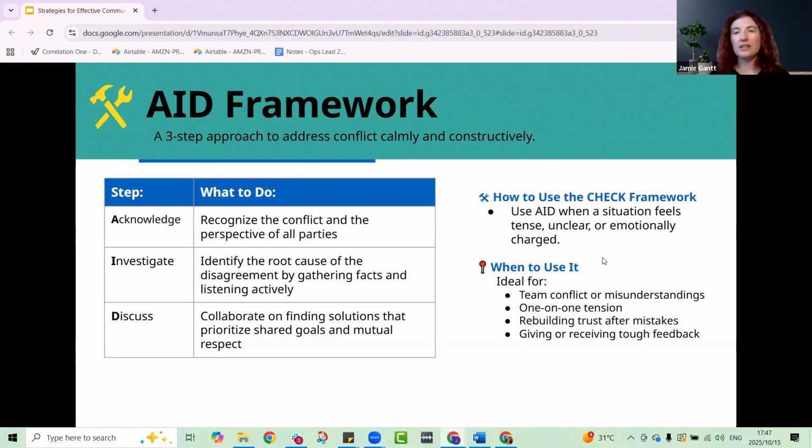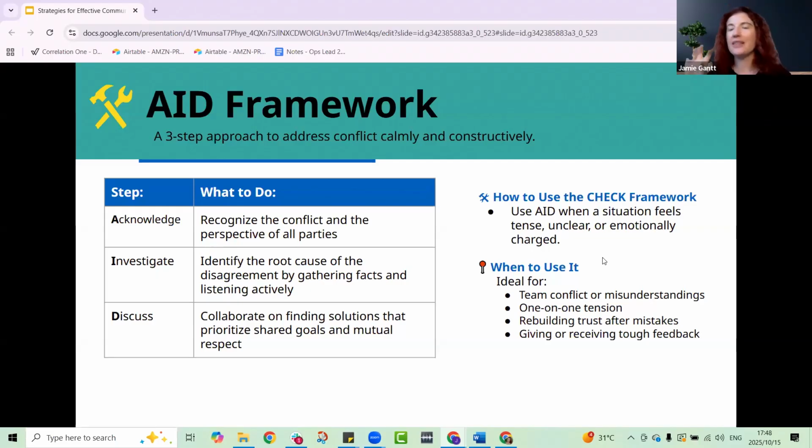But first and foremost, acknowledge nobody's right or wrong in any of these situations. If you start siding with someone, like, no, no, no, Bob, Susie's right, immediately the tension is just going to escalate. So always acknowledge everyone's perspective because everyone is deserving of being heard out and being seen and being understood. Once you've gotten through that, then you can investigate.